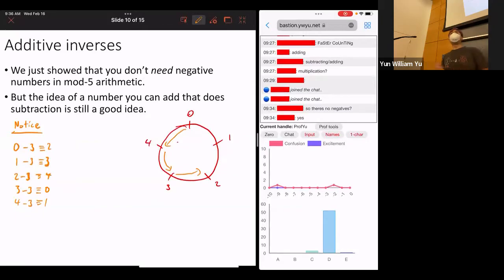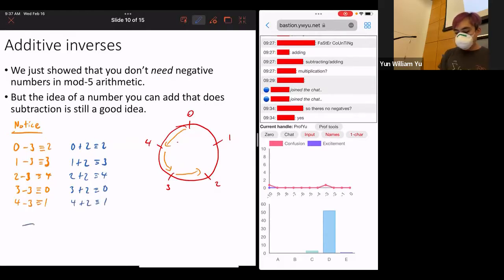Right? And I'm going to claim that there is an additive inverse for 3, which is just 2. So you notice that at the same time, 0 plus 2 is equivalent to 2. 1 plus 2 is equivalent to 3. 2 plus 2 is equivalent to 4. And 3 plus 2 is equivalent to 0. And 4 plus 2 is equivalent to 1. So what's the conclusion? Well, adding 2 is the same as subtracting 3.